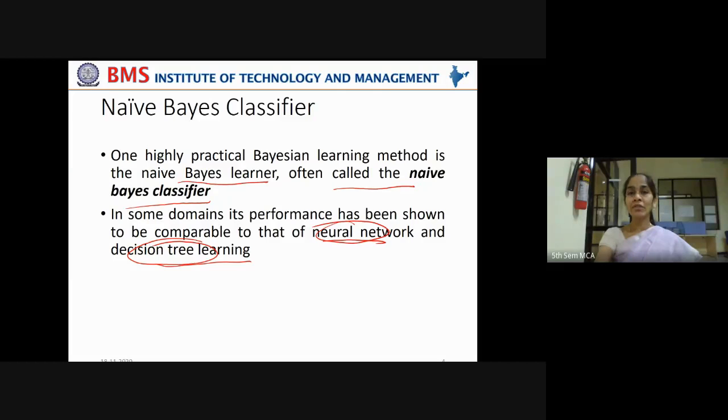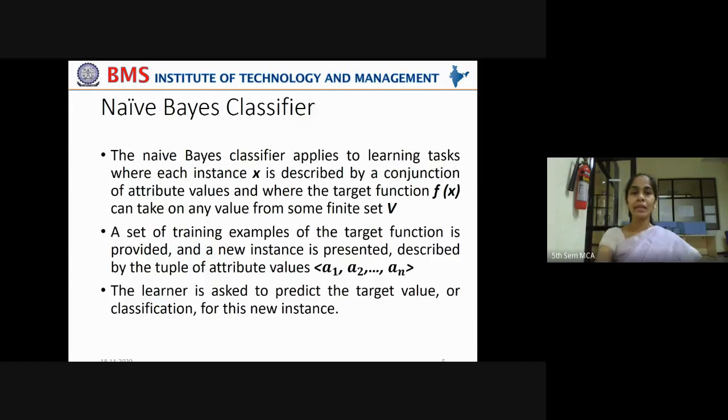Now, when compared to such learning models, in some domains the naive-Bayes classifier's performance is comparable with these other learning models like neural network and decision tree learning. Now, the naive-Bayes classifier applies to learning tasks where each instance X, meaning each training example X, is described by a conjunction of attribute values.